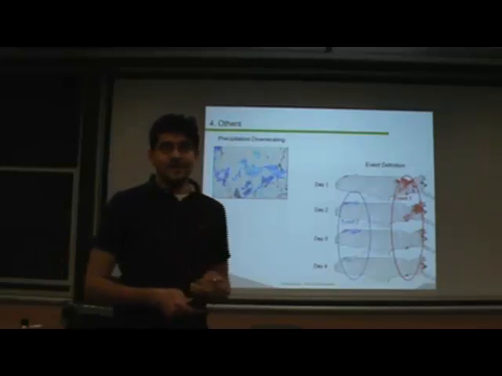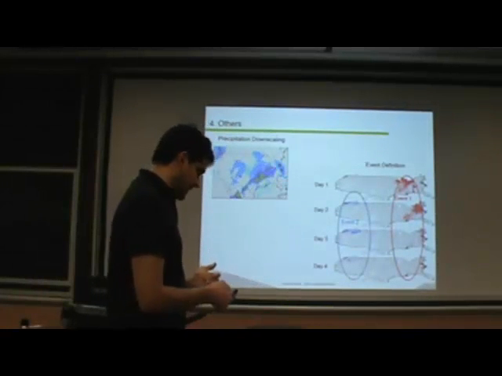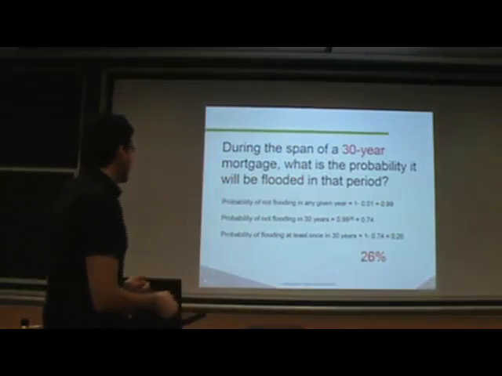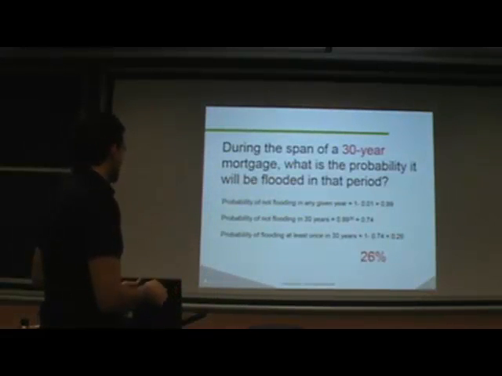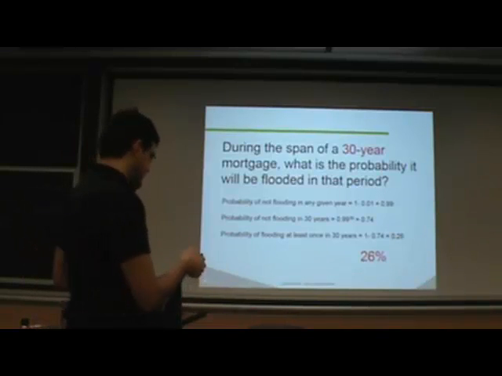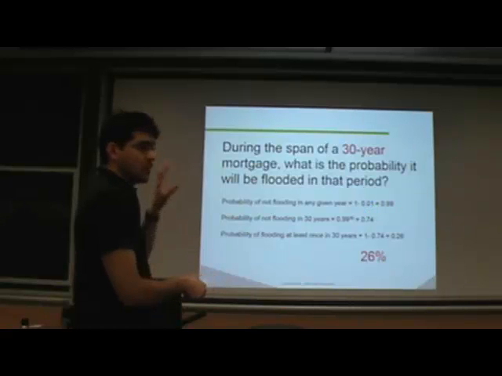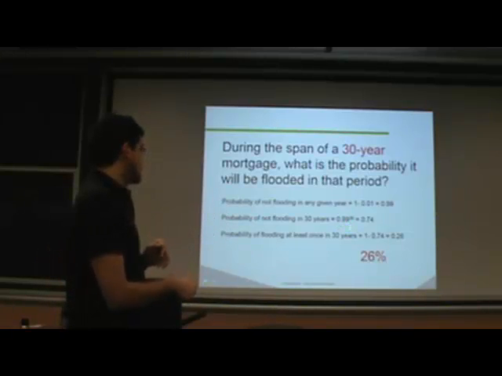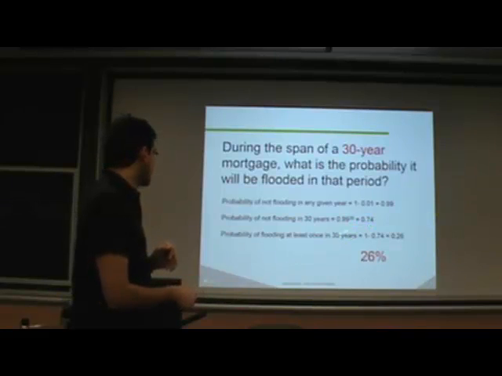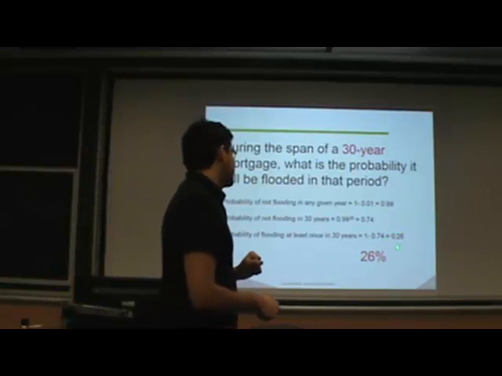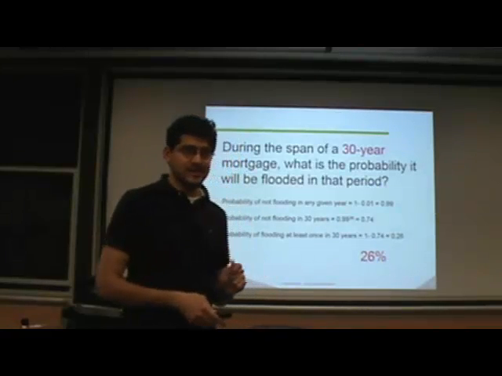So if you have answers to the problem, you can go back to that. It's 26%. It's a pretty easy calculation. If you have a 30-year mortgage, first of all, the probability of not flooding in any given year is 1 minus 0.01, since it is a 1% chance, so it's 0.99. So the probability that your house will never get flooded in those 30 years is 0.99 raised to 30, which is 0.74. And the probability that it will get flooded at least once is 1 minus 0.74, which is 0.26, or 26%.